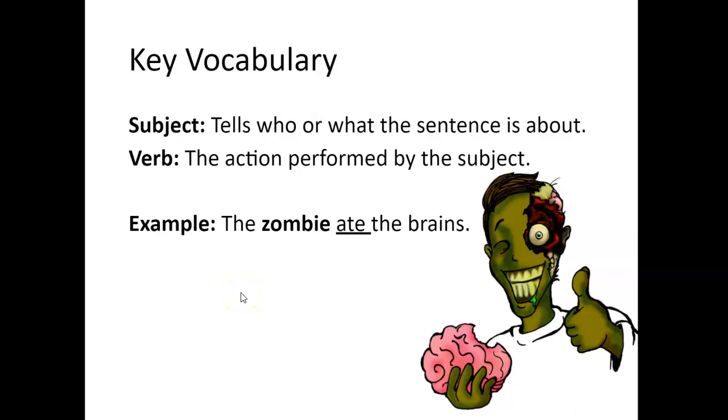Also, another key term is verb. Verbs are action words, and in this instance, we're talking about the action that is performed by the subject. So if we look at our example sentence again, the zombie ate the brains, we already decided that zombie was the subject because it's what the sentence is about. When we're trying to figure out the verb in the sentence, we need to ask ourselves, what did the zombie do? And the answer, of course, is ate. Ate the brains. Ate is an action. It's something that you do, so it is a verb. Just keep these two words in your mind moving forward. Subject, who or what the sentence is about. Verb is the action performed by the subject.